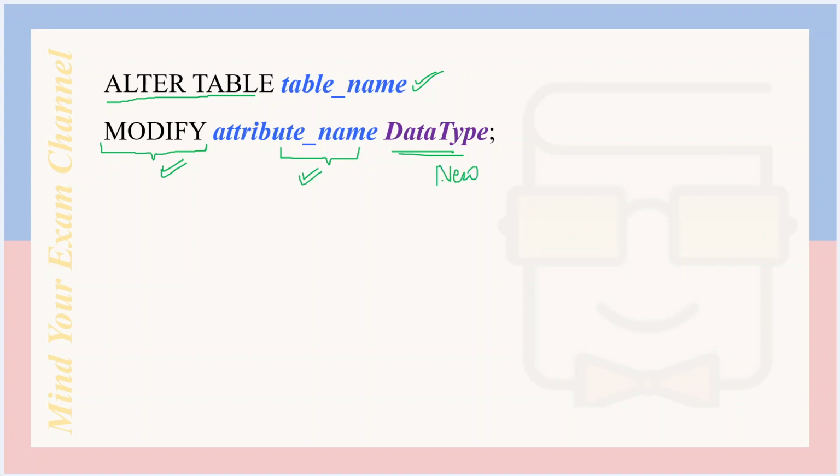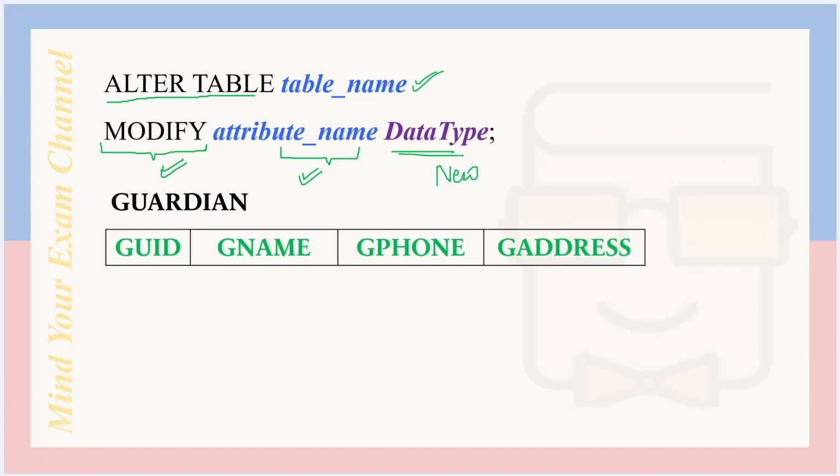Let's suppose in the student database that we are considering in our videos, we have the guardian table, and initially the guardian table had an attribute G address, or the guardian address, which had the data type say varchar 20. Now after adding some entries, we realized that the size of this data type is small, and we want to change it to varchar 50. So here we are changing the size of the data type. You can completely change the data type also. You can change it from varchar to int or any other data type that you require.